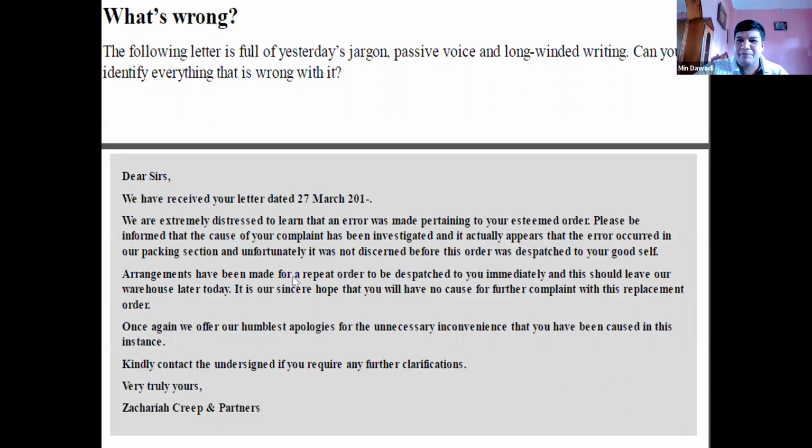Arrangements have been made. हामीले व्यवस्था मिलाइसकेका छौं. व्यवस्था मिलाइएको छ केको लागि? फेरि पठाउनको लागि. For a repeat order to be dispatched, तपाईलाई त्यहाँ भेज्नको लागि, पठाउनको लागि, to you immediately, तत्काल, and this should leave our warehouse later today. यो अर्डरले चाहिँ मतलब यो सामानले चाहिँ हाम्रो गोदाम चाहिँ बेलुका चाहिँ छोड्ने छ, यहाँबाट प्रस्थान गर्ने छ भन्ने जस्तो भयो. It is our sincere hope that you will have no cause for further complaint. हामीलाई आशा छ अब तपाईहरुले चाहिँ कुनै अर्को कम्प्लेन गर्नु हुने छैन.